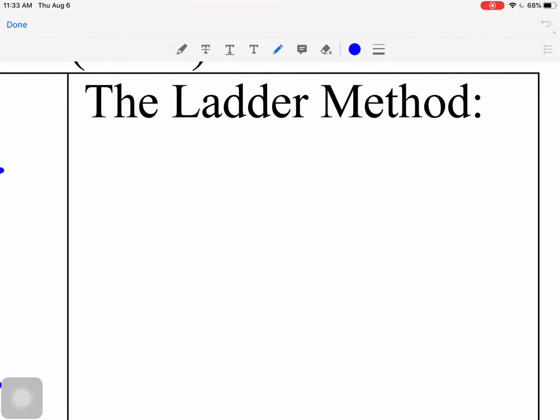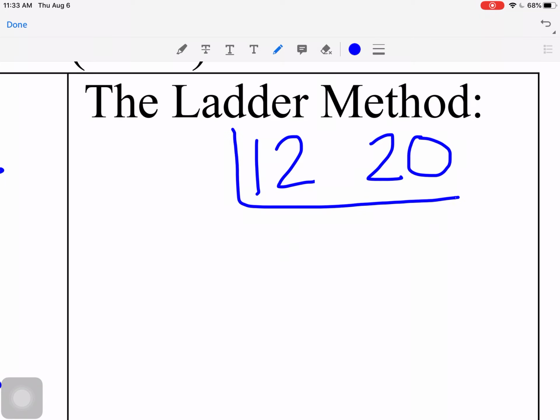The ladder method could be used to find the greatest common factor, and it could also be used to find the least common multiple. But we'll talk about the least common multiple later on in the year. So to do the ladder method, we're going to write down the 2 numbers, or more if we had more than 2, that we are comparing. All right, then we're going to draw this little box, and then we're going to think about the smallest number other than 1 that can go into both 12 and 20.